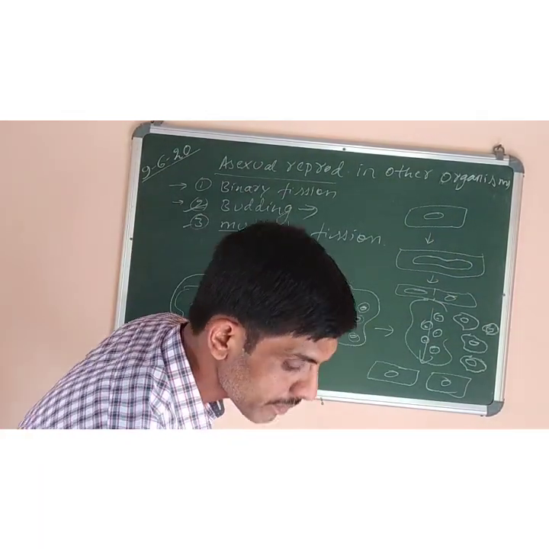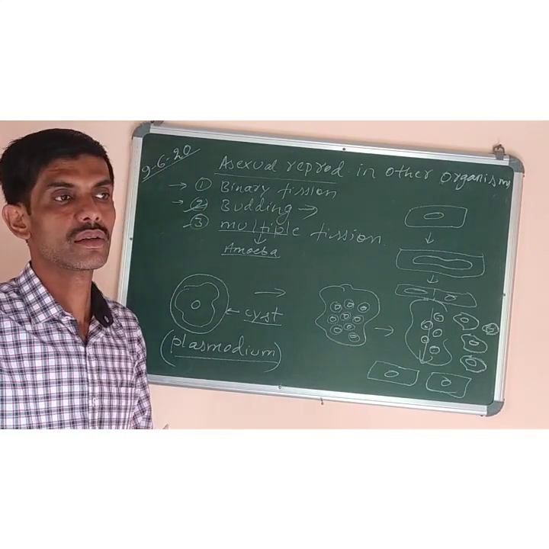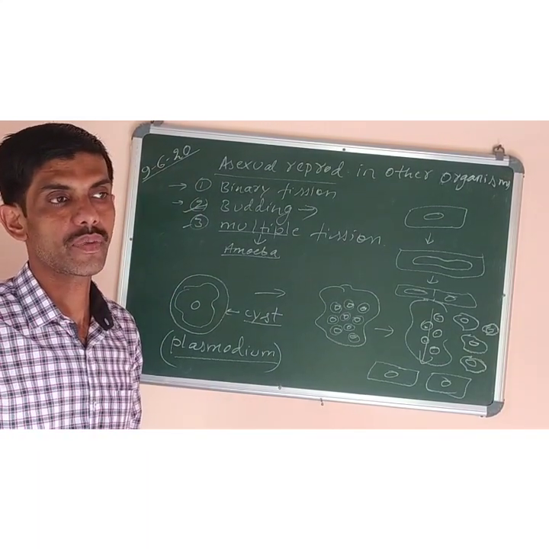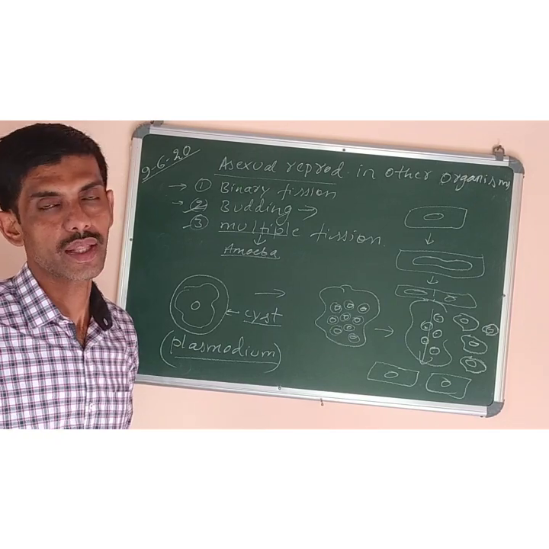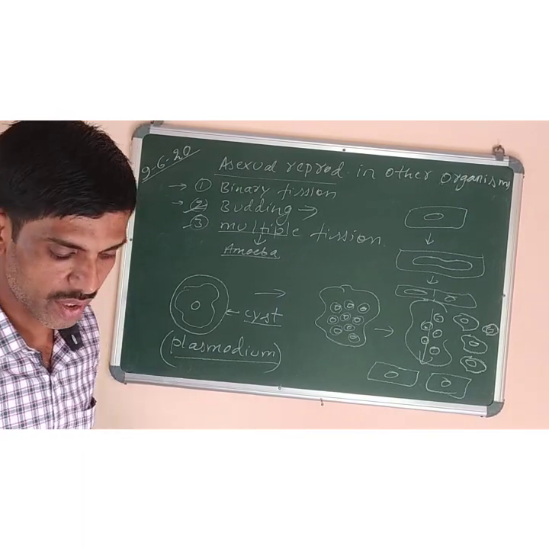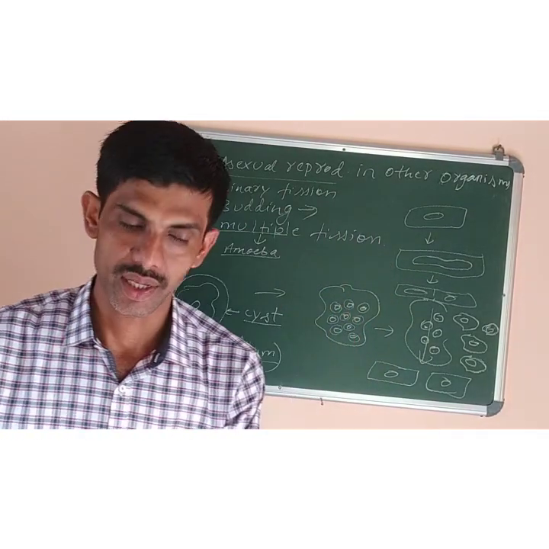Okay? Then next question you can write, name the different types of asexual reproduction found in other organisms. Okay? So today up to here only, we'll continue in the next class.